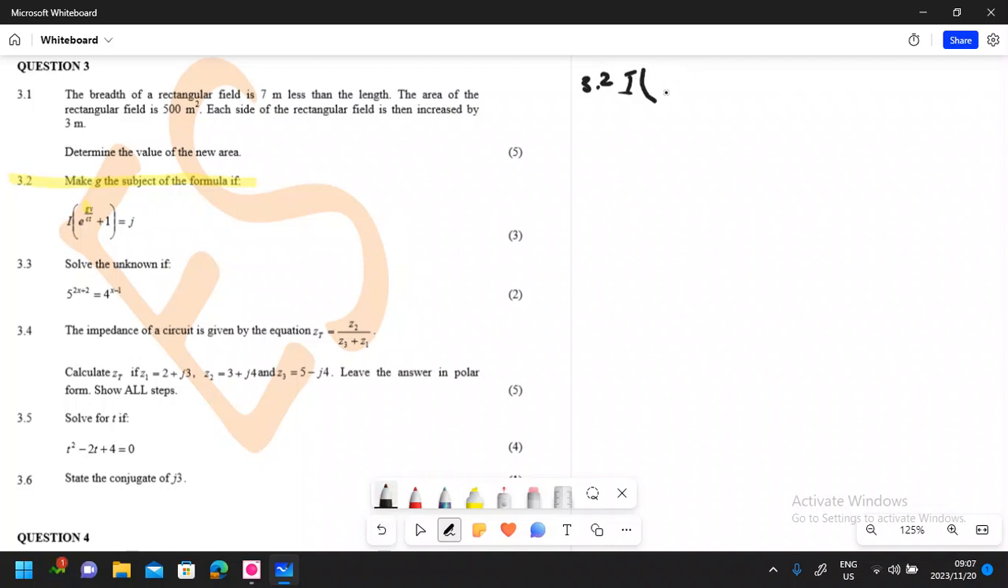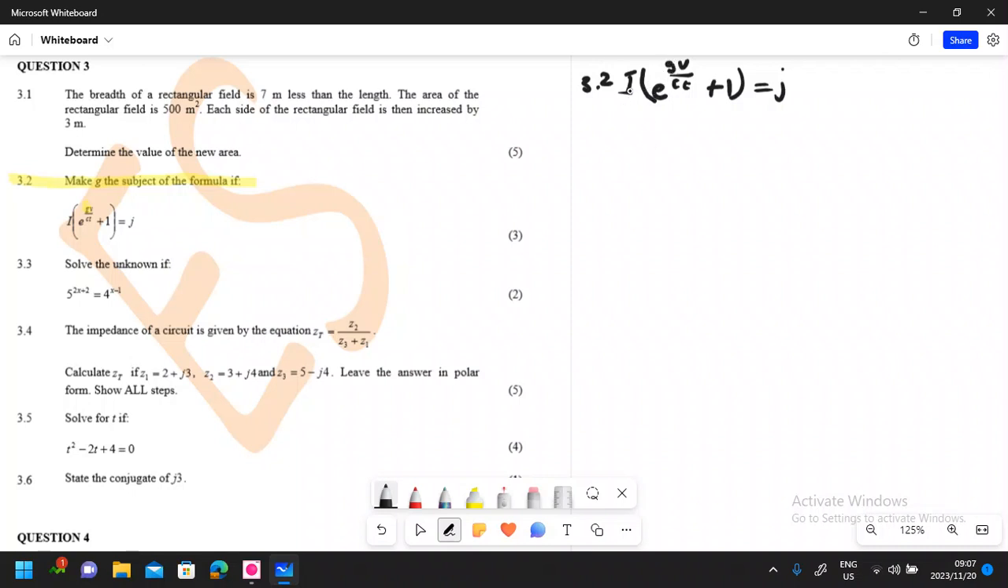Open bracket, and we have e to the power of GV over CT plus 1, and then this is equal to J. So we need to make G the subject of the formula, guys. This one here, the subject of the formula.